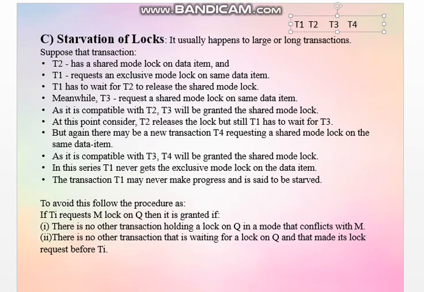T2 transaction has a shared lock on a particular data item. Let's suppose we have a data item A. On this particular data item A, the T2 transaction has a lock, and it is a type of shared lock. So who has the shared lock? Transaction T2.